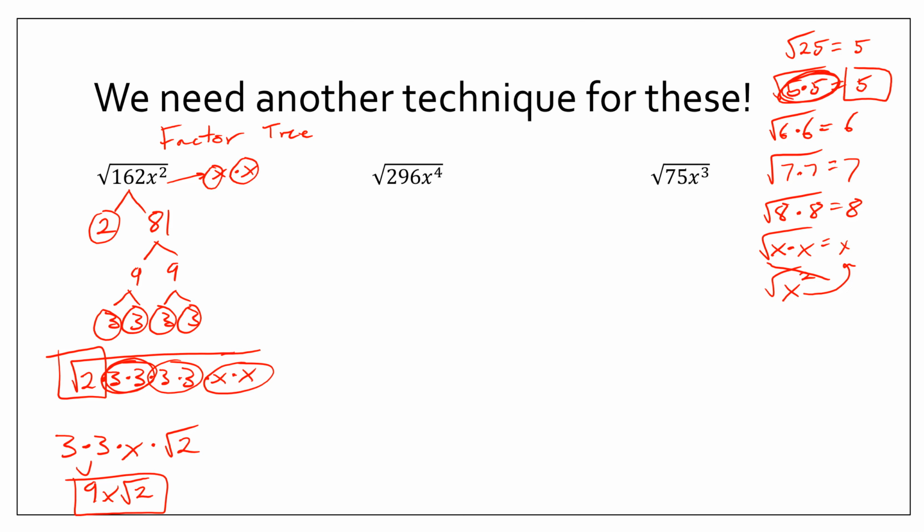Whew, complicated. So remember, what I did is I factor treed, that's this, and then I was looking for pairs, because each of the pairs I can take the square root of. I know that the square root of a pair is just that number.